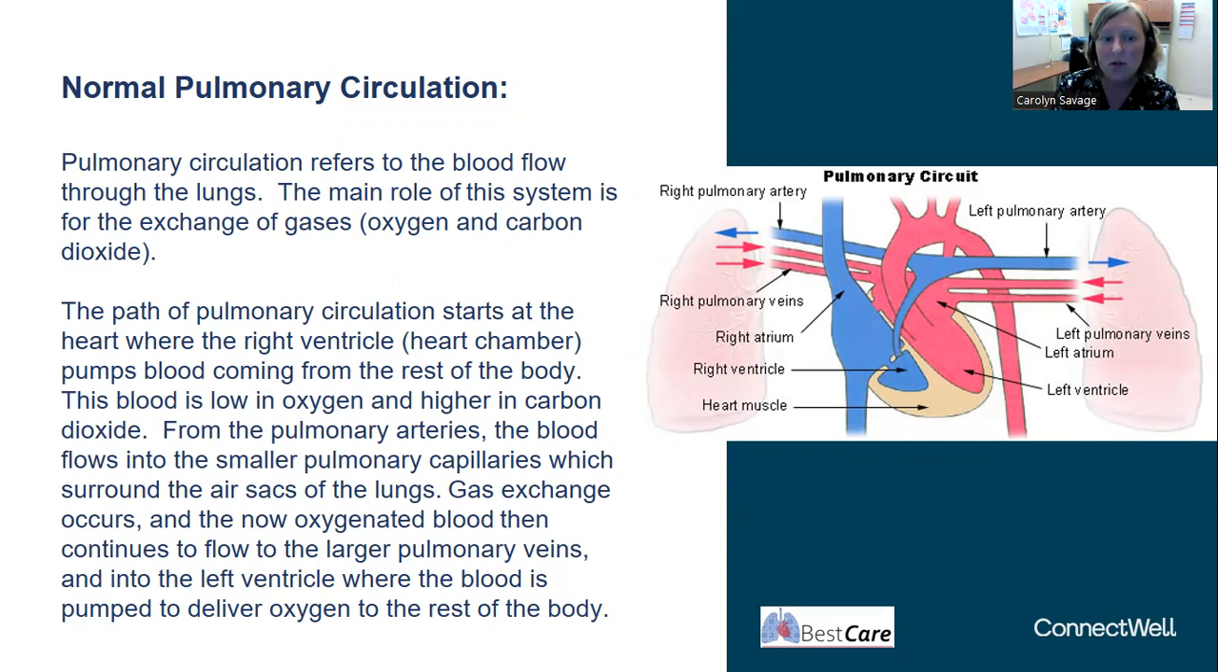It flows to the smaller pulmonary capillaries, which surround those air sacs. Gas exchange happens, and now the blood is oxygenated. This oxygen-rich blood then flows back to the heart through the pulmonary veins, where the left ventricle pumps it to the rest of the body for the rest of the body to use that oxygen.